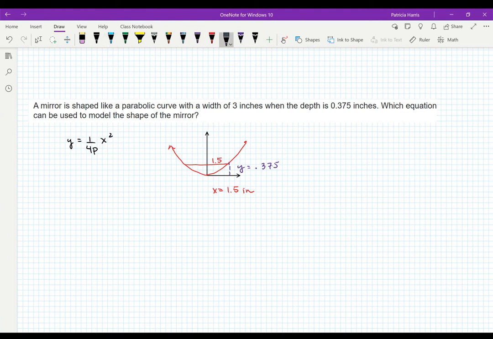Don't get your x's and y's confused, because that's what I did when I first did this problem. 0.375 equals 1 over 4p times 1.5 squared. Okay, so I'm going to multiply both sides by 4p. Now I'm going to multiply 0.375 times 4, and I get 1.5 p equals 1.5 squared. Now I'm going to divide by 1.5.